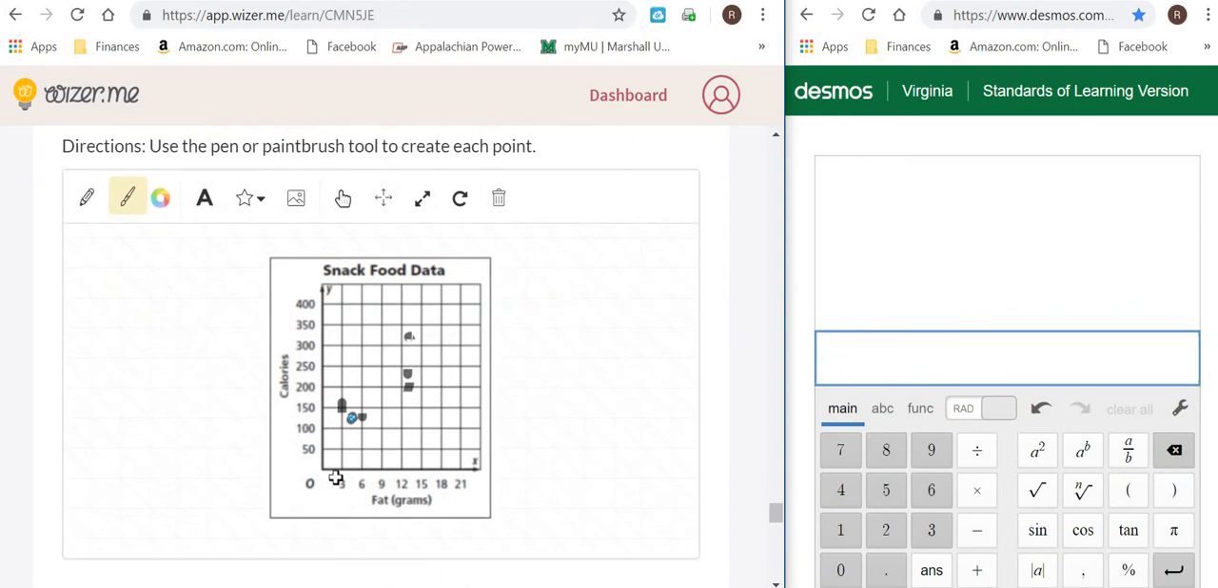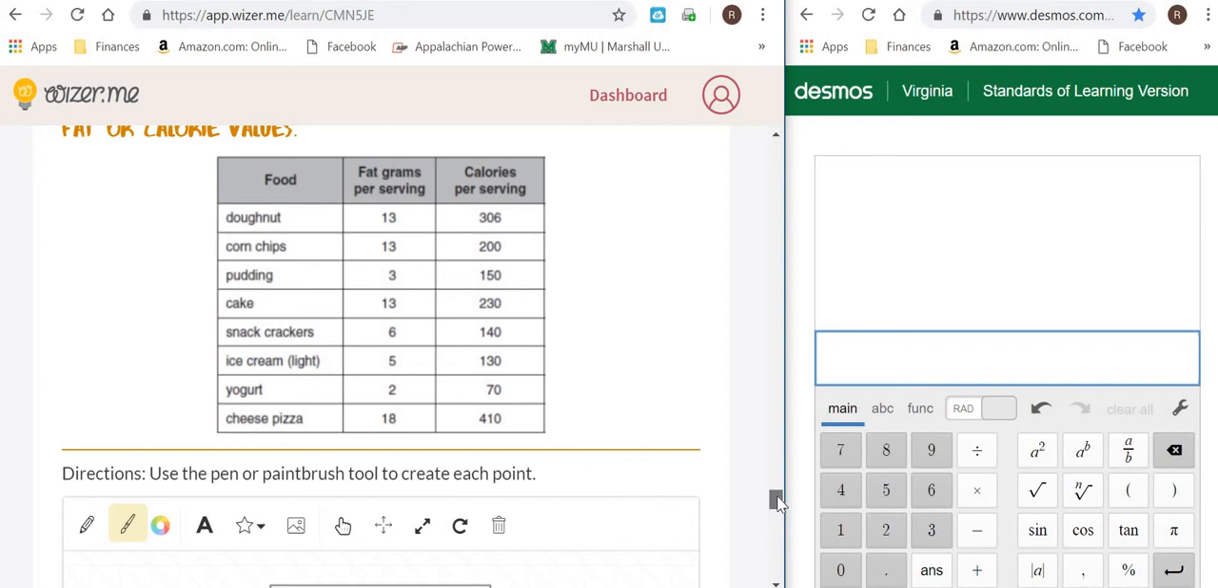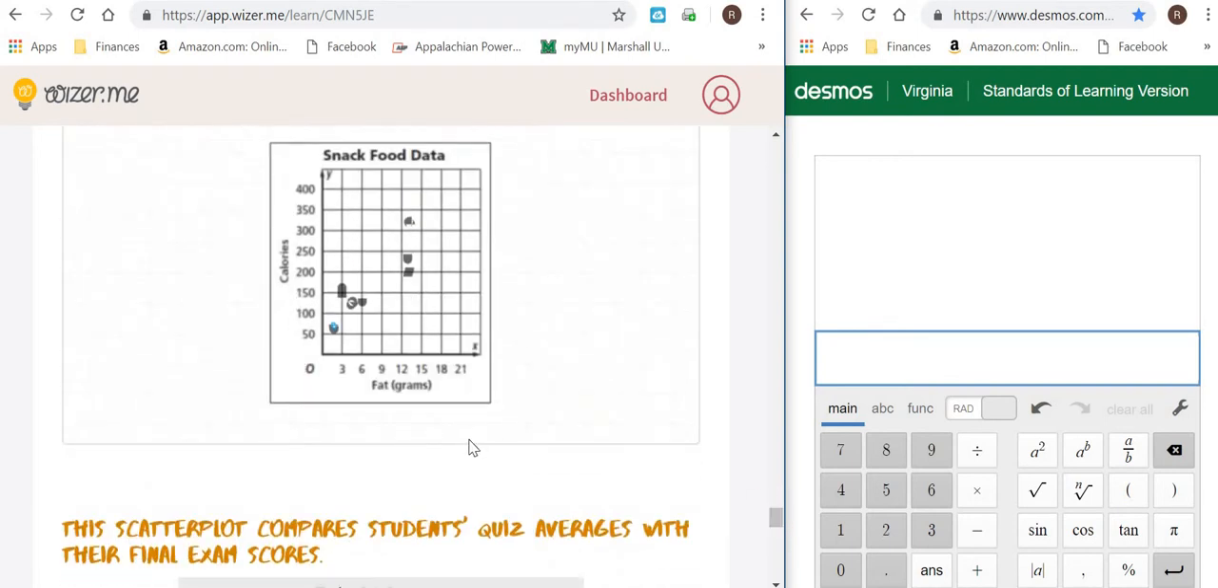Yogurt is 2 and 70. That's why I don't eat much yogurt. Okay, here's 2 and 70. It goes right there. And then finally cheese pizza, 18 and 410. Now that's my kind of snack. So 18, and it goes all the way up here to 410. So I have drawn my scatter plot. It is a positive relationship. So it seems to me that as you get more fat grams, the amount of calories also increases.